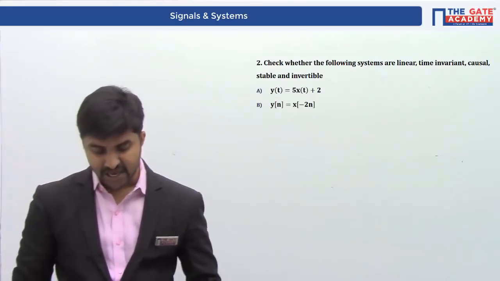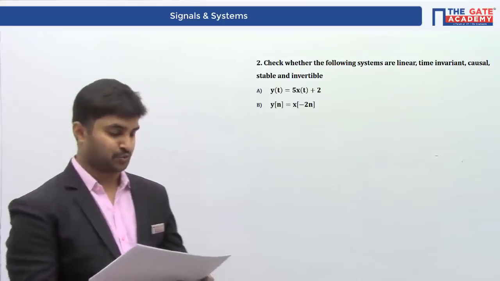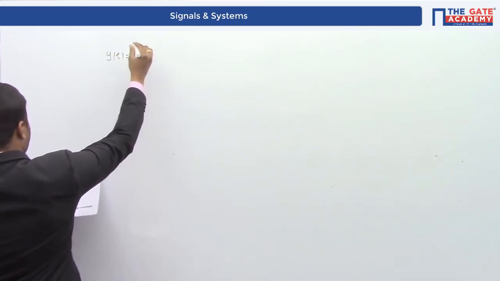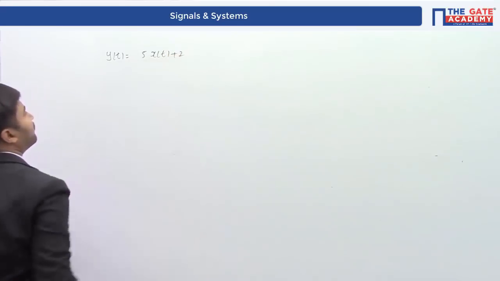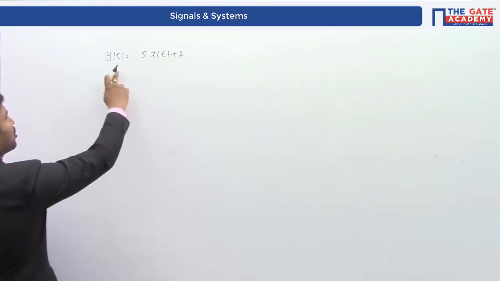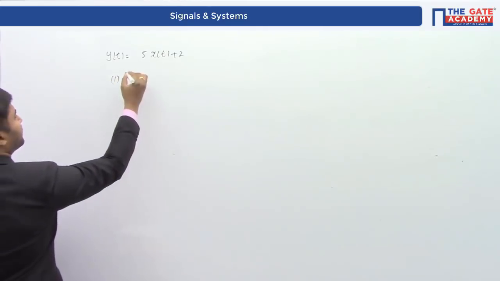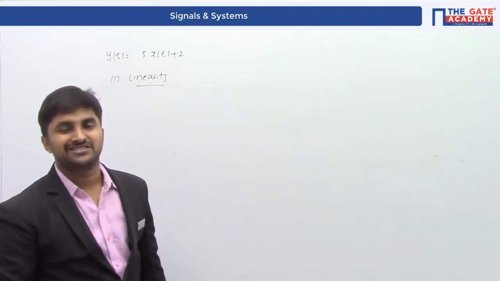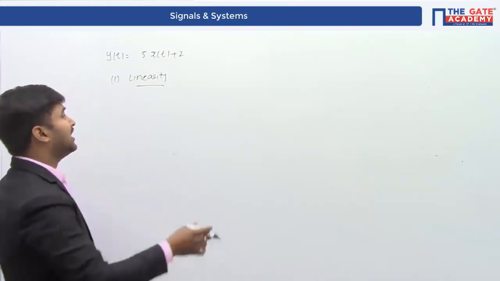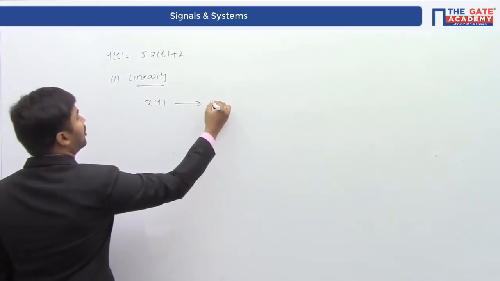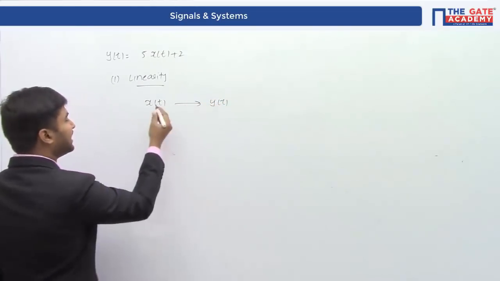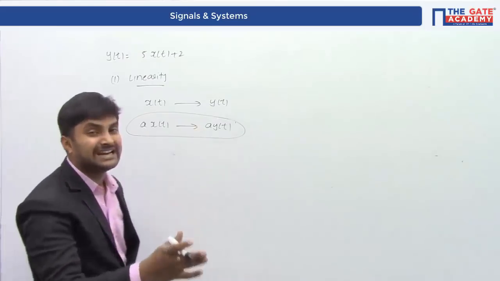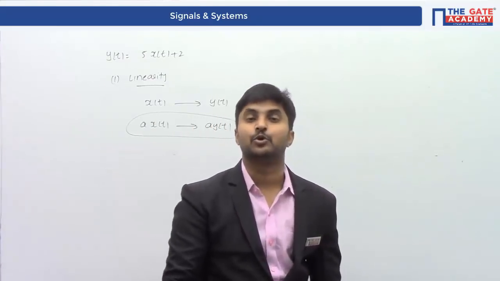The first part of the question is A, which is y of t is equal to 5 into x of t plus 2. Here we want to check the linearity. Linearity means we always check the superposition principle. For the examination, it is simple to say that if x of t gives the output y of t, then it is sufficient to check the scaling property, that a into x of t gives a into y of t. If this is satisfied, then we can directly say that the system is linear in nature.